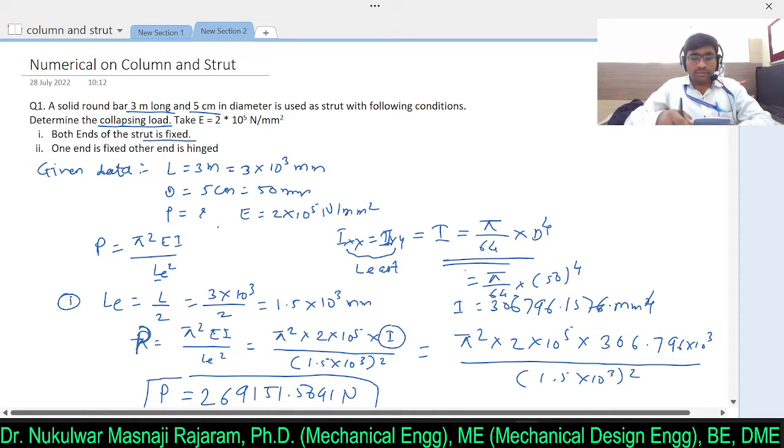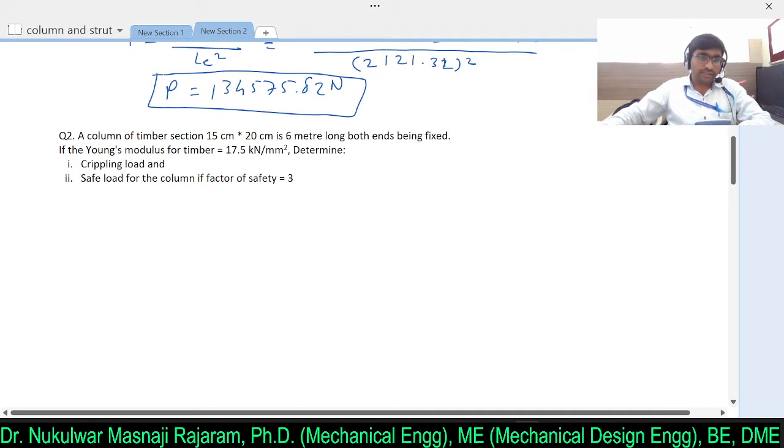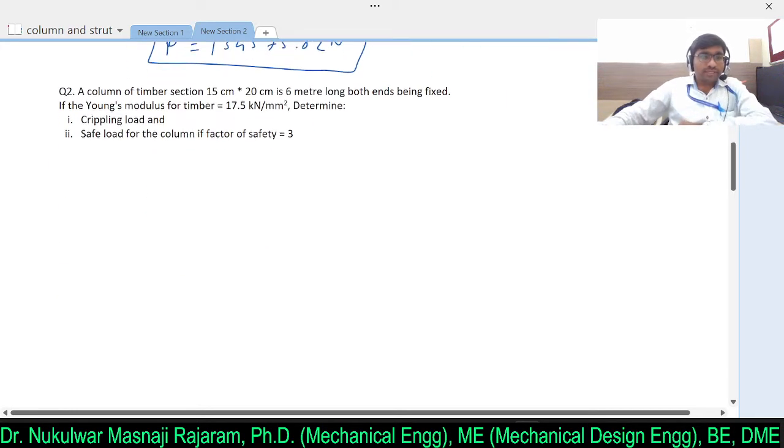So in the examination the question will remain the same, only the end conditions will be different. Depending upon that we must evaluate the effective length. That's it, and just put it in this formula and we can get the crippling load. Now let's see the next numerical.